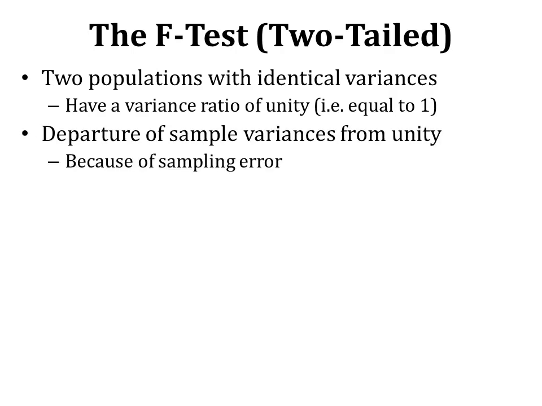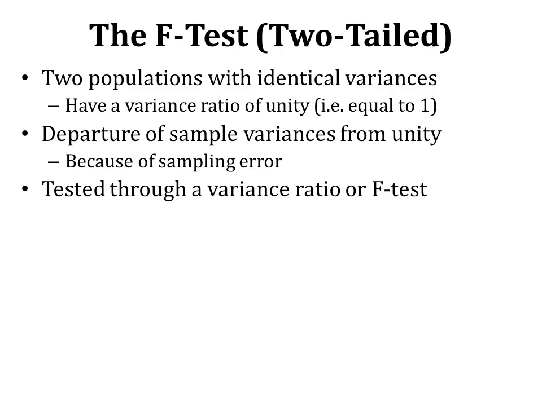So if the sample variances depart from unity, that is, if they are different from 1, then it is assumed that this is because of sampling error. We need to check whether this difference is due to sampling error or whether it is significant. We need to apply the f-test.